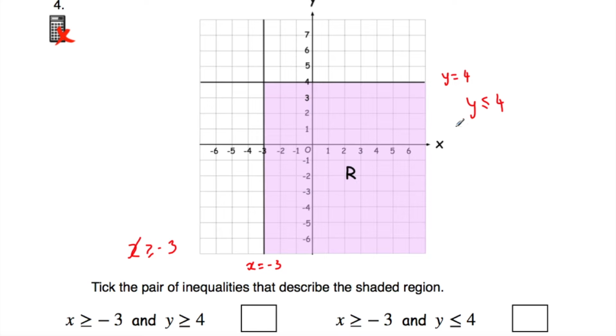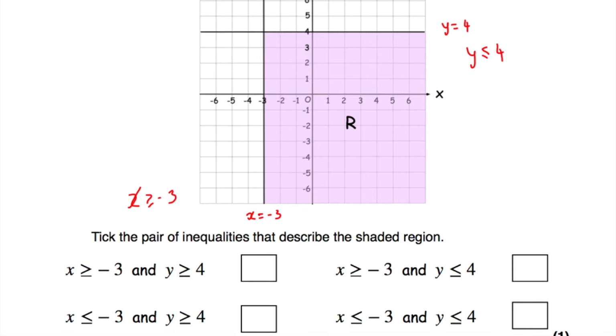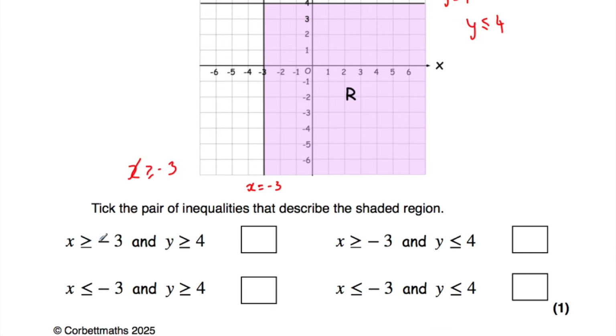So that means our inequalities would be, because all the heights are 4 or below, y is less than or equal to 4. And because all the x coordinates are bigger than or equal to -3, x is bigger than or equal to -3. So let's pick that inequality. x is bigger than or equal to -3, but y is less than or equal to 4. So it'd be this one here. We've been asked to tick the pair, so that's it. x is bigger than or equal to -3, but y is less than or equal to 4.